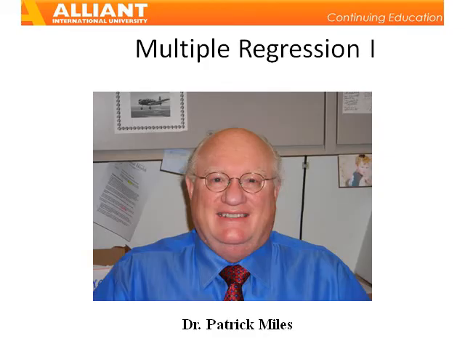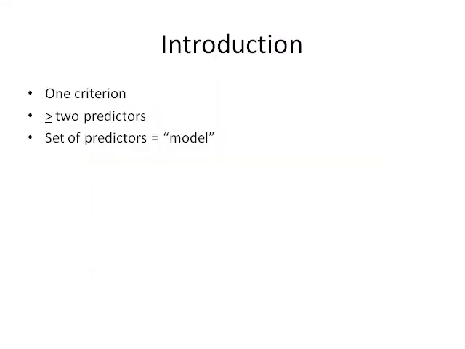In this class, we will turn our attention to multiple regression, in which two or more independent variables are used to predict scores on a single criterion. In multiple regression, a set of predictors, or two or more predictors, are used to predict scores on the criterion. Frequently, researchers will call this set or collection of predictors a model, or a model of prediction. In multiple regression, we will be able to evaluate the effect of multiple predictors on the criterion simultaneously.